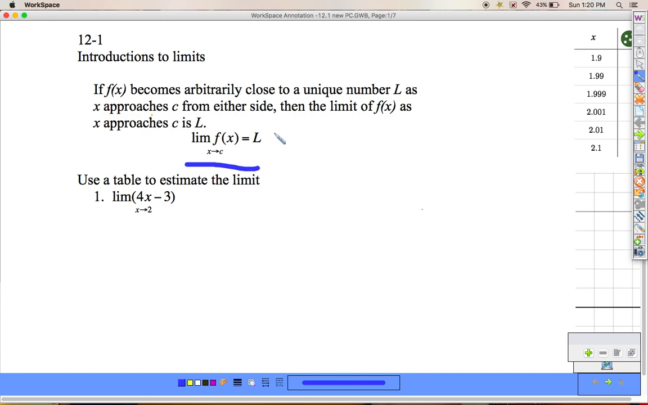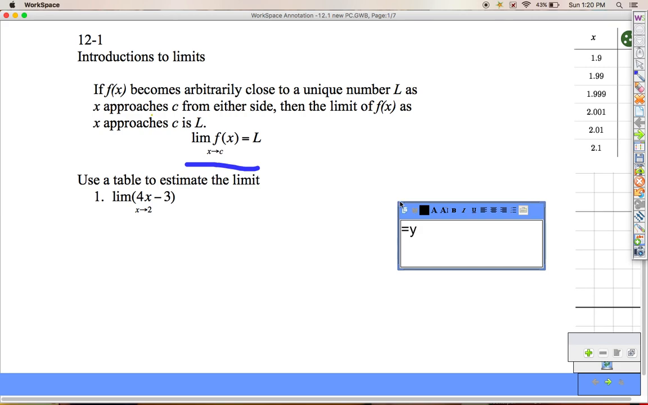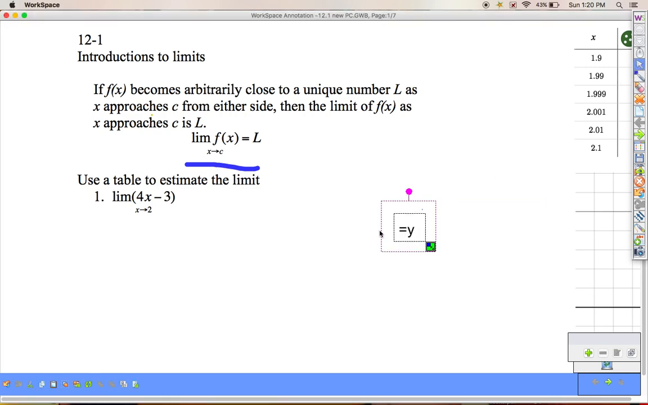We're going to have several different ways, and we need to be able to do each way. There's not just one way that always works, except what we're going to do today. The other parts can be done sometimes, sometimes can't. So we're going to make a table, and we want to find a y value, which is our answer, which is our limit: the limit of 4x minus 3 as x approaches 2.